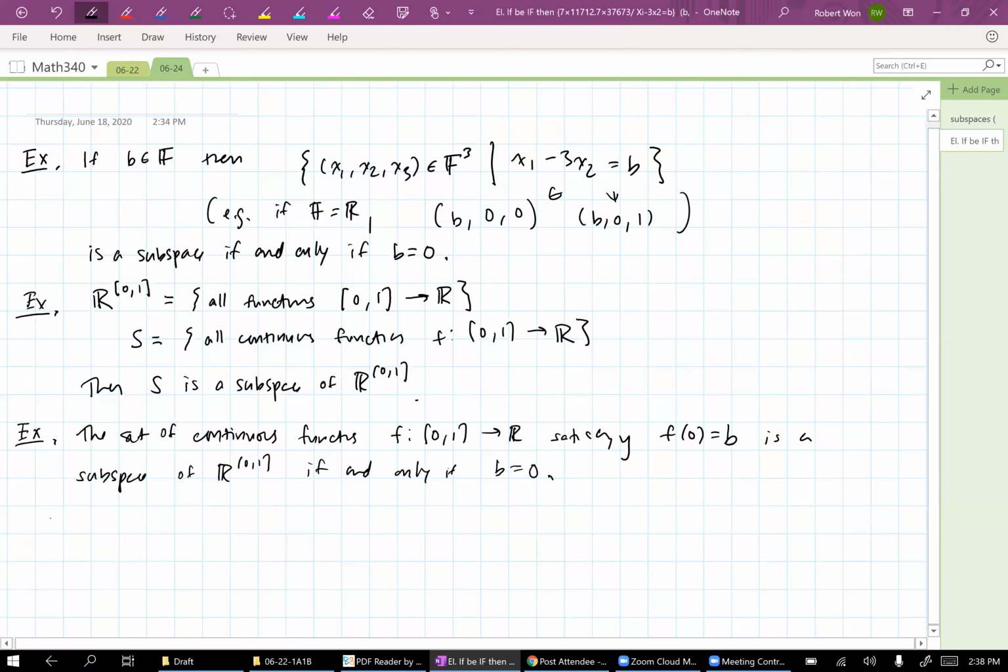Okay, so you should check that these are subspaces and the claim. This is an exercise in your textbook, but I haven't assigned it. But you can consider it like an additional exercise that you should do.